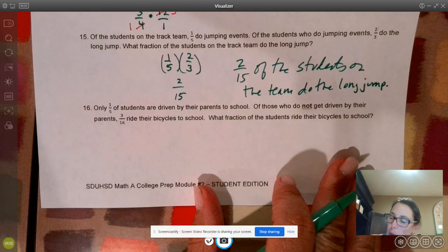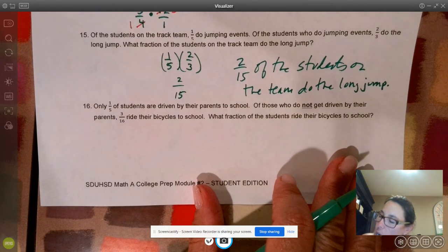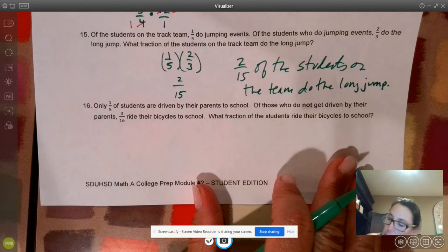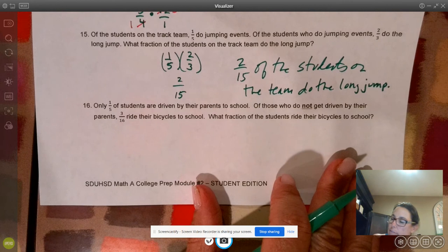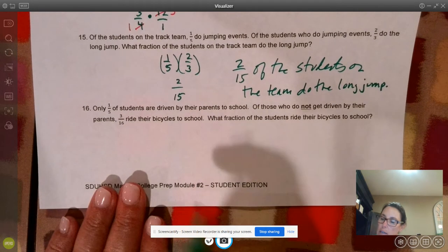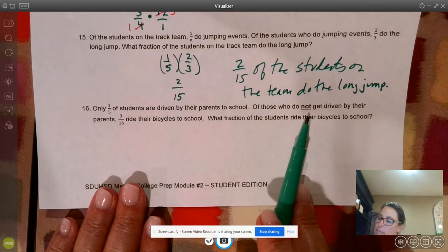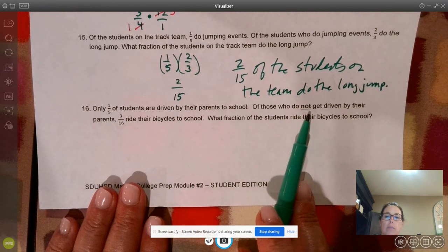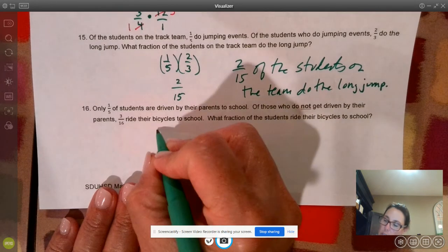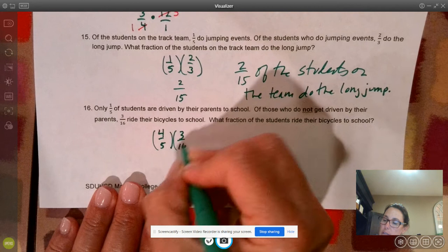Okay, last problem. Only 1/5 of the students are driven by their parents to school. Of those who do not get driven by their parents, 3/16 ride their bicycles. What fraction of students ride their bicycles to school? Okay, here's the trick. If 1/5 are driven, wouldn't 4/5 not be driven? So we're going to need to find 4/5 of that 3/16.